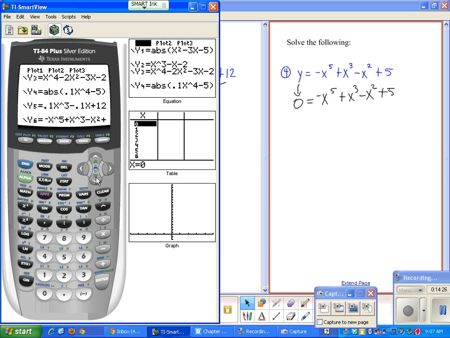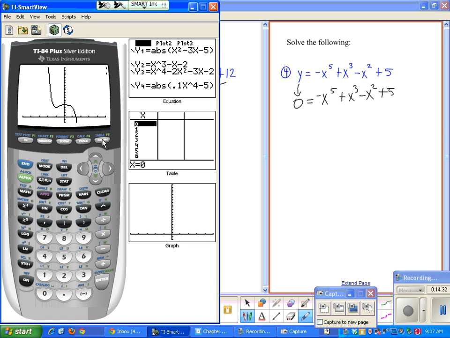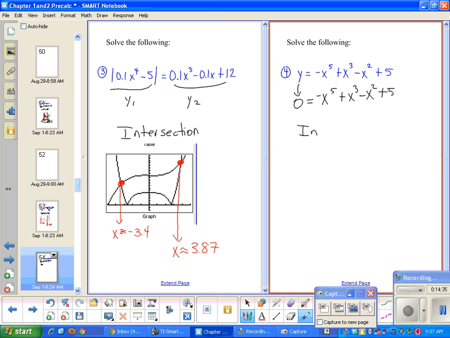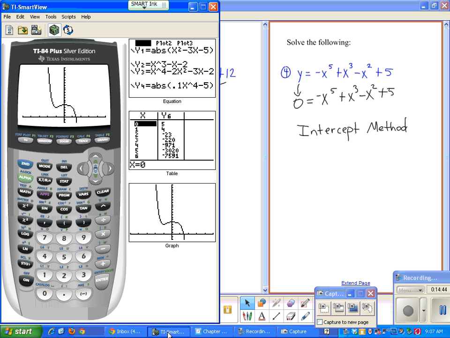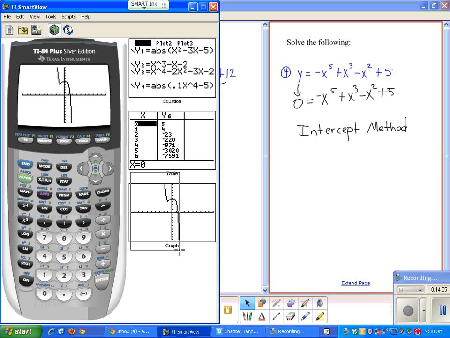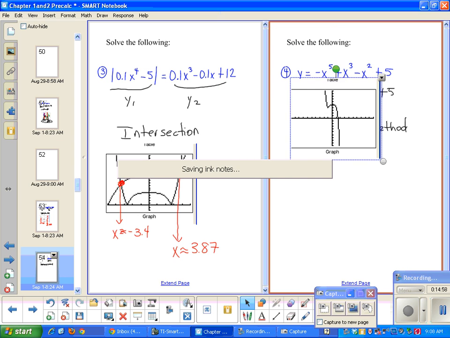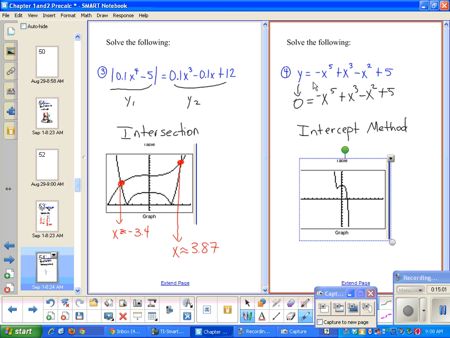Okay, and here's my equation. So I'm going to turn that on and graph it. And we look at our graph. Let's do a zoom 6, standard viewing window. Okay, it looks like a one solution problem here. So looking at it, our one solution happens to be right in there. And we're going to find out what x is at that point.